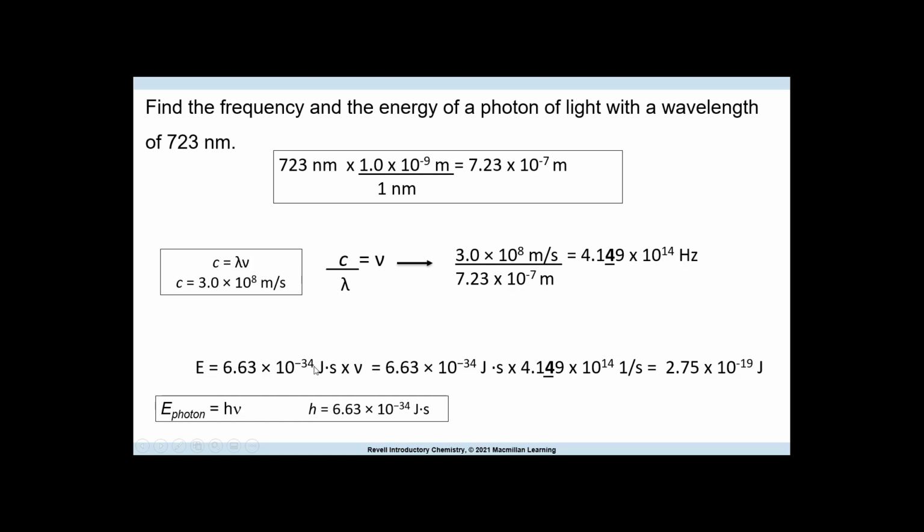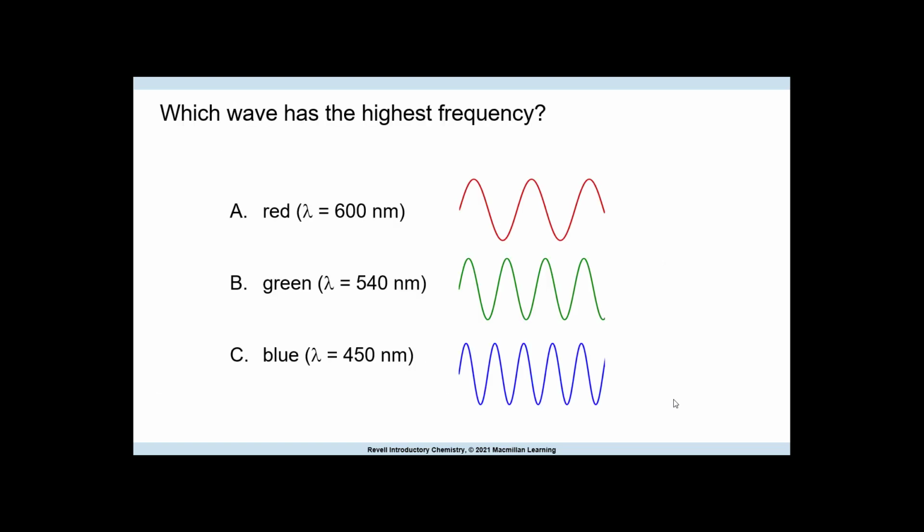So here's my Planck's constant, my nu, which is my frequency, I added that here. I didn't round it, but I always put a little line to show where it should end. And my value is 2.75 times 10 to the negative 19 joules. Energy should be 1 unit, and it's joules.